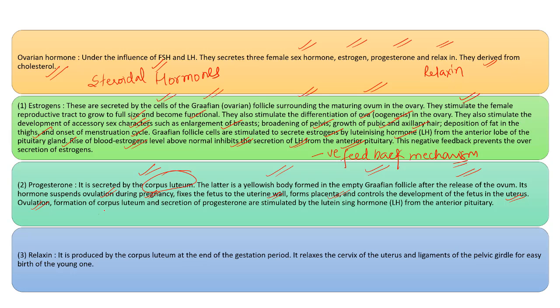Ovulation, formation of corpus luteum, and secretion of progesterone are stimulated by luteinizing hormone LH, while secretion of estrogens is under the control of FSH and LH both from the anterior pituitary.